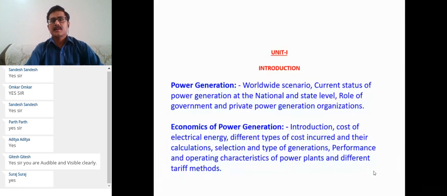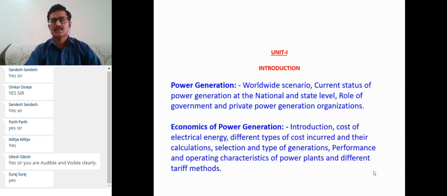Then the role of the government and private power generation organizations. So we know that there would be some power producing companies, electricity generation companies, which are maybe the government sector companies or the public sector organizations as we call them, and the private sector companies also. These government organizations will be of two different types. One organization that may be working at the national level or the central level, we can say, and another government agency that may be working at the state level, that we normally call the state electricity boards.